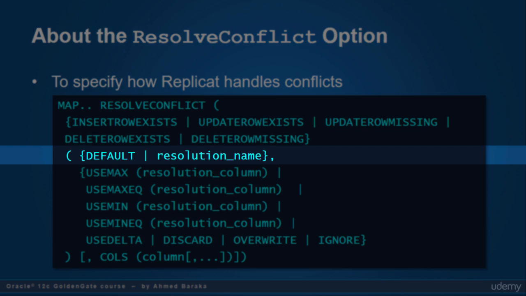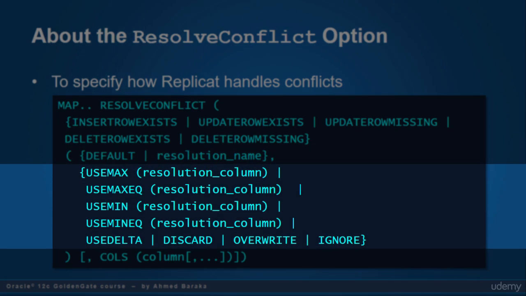Use a resolution name as a name for a specific column group that is linked to a specific resolution type. Supply a name that identifies the resolution type. If you want to define a resolution rule for all the columns that are not in an explicitly named column group, use the DEFAULT keyword. This will be clearer to you when you see examples later in this lecture.